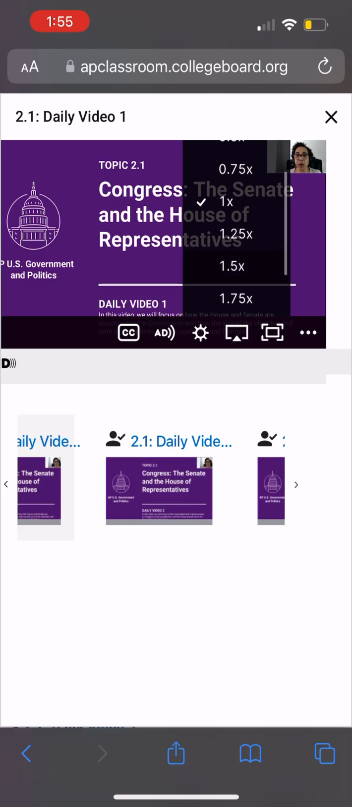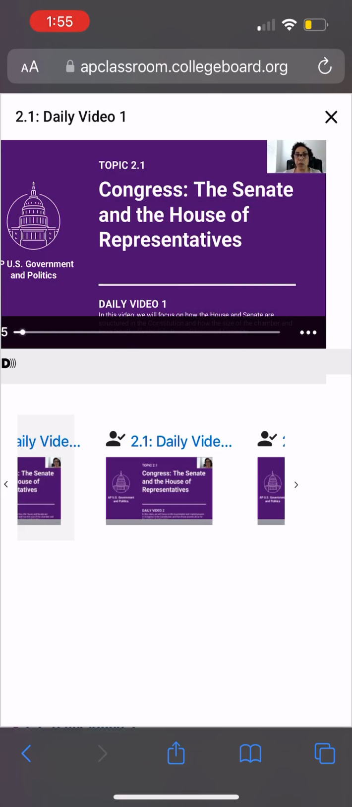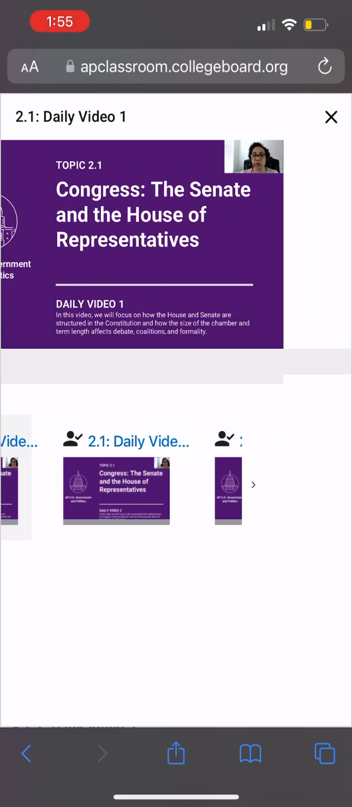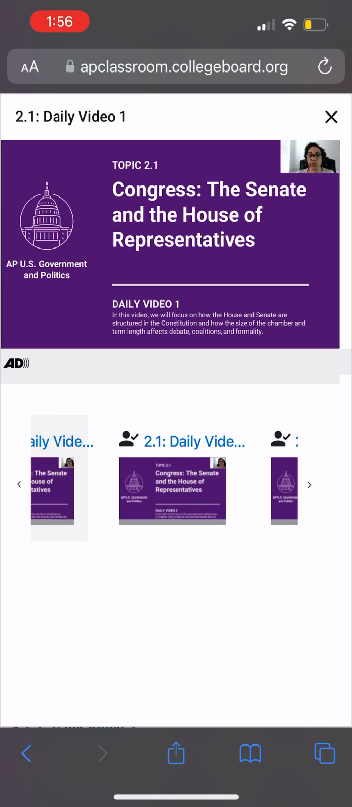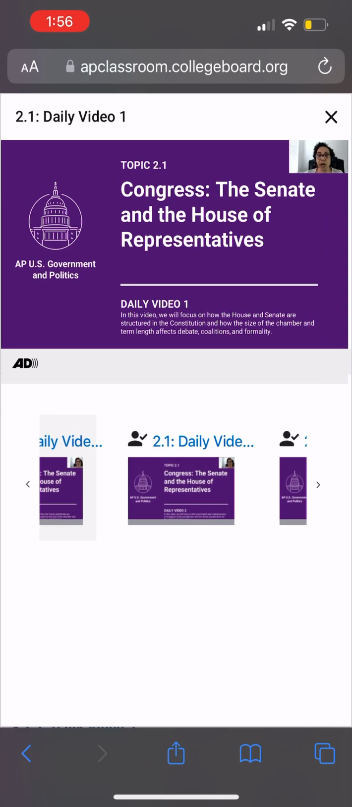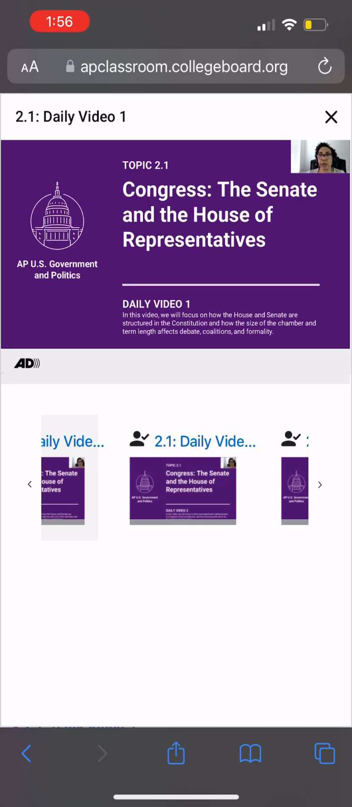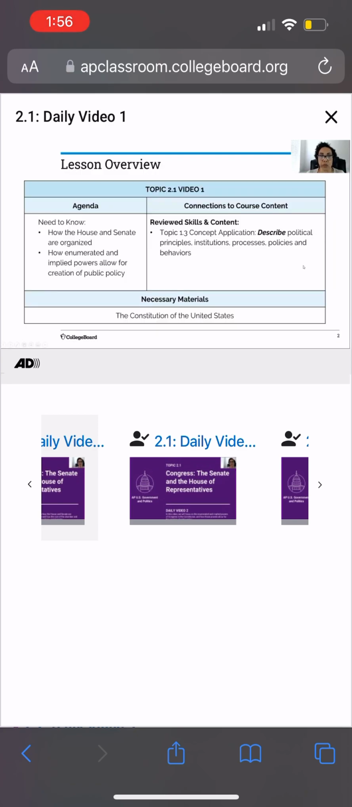We're going to talk about how both of those bodies are structured in the Constitution, and then how the differences in terms of size and number of members is going to make a difference in terms of how they debate, the formality of the body, and how they're able to get into groups and work in coalitions. So this is just a lesson overview here.